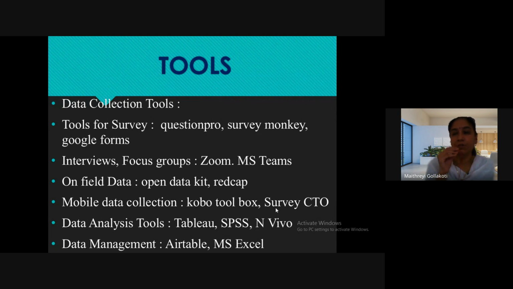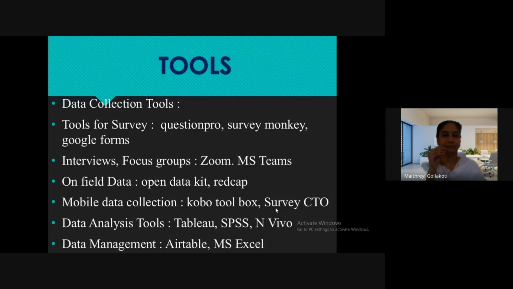Next, for interviews and focus groups, instead of interviewing one person at a time, you can have a Zoom meeting with all the people together and have the questions and answers very quickly. Or you can use MS Teams. I have written only these two, but there are many more like this. All of you know we have used them all in the pandemic, so there is no need to explain further.